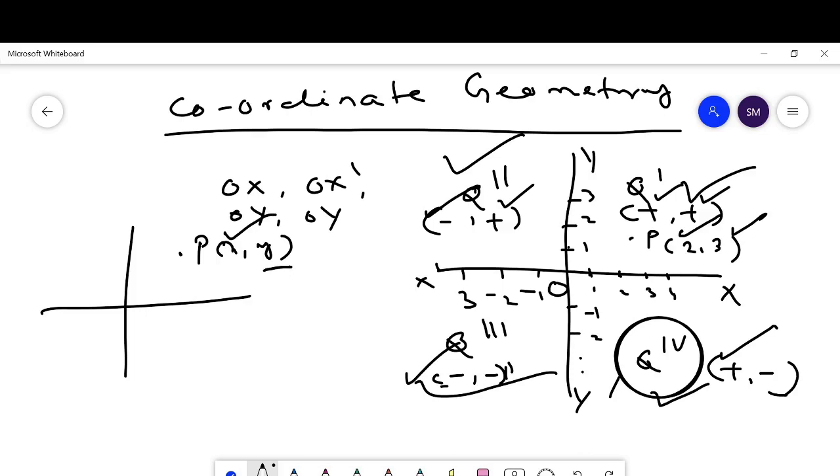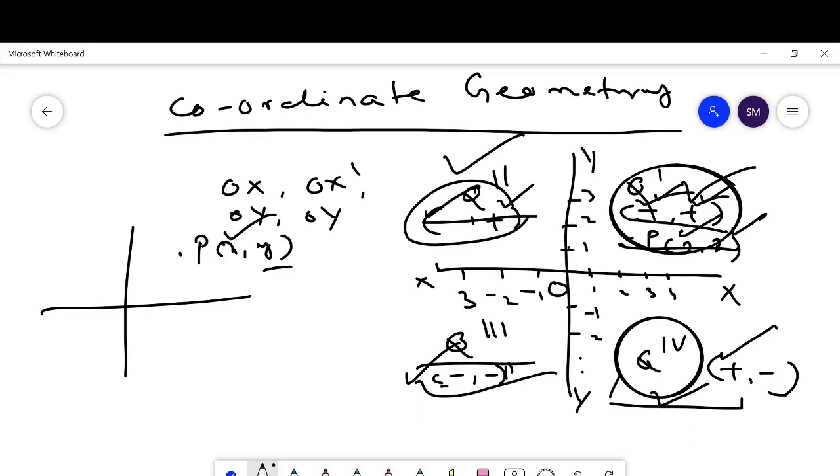Okay, this is the first quadrant, this is second quadrant, this is third quadrant, this is fourth quadrant. Quadrant 1 is positive positive, meaning both x and y are positive. In quadrant 2, negative positive means x coordinate is negative and y coordinate is positive. In quadrant 3 both are negative, and quadrant 4 is positive negative: x coordinate is positive and y coordinate is negative.